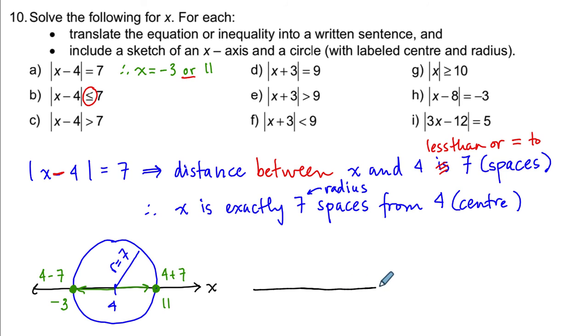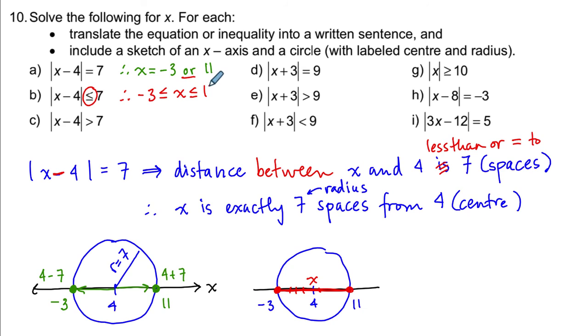We change the picture slightly. We still have the x-axis, we still have a circle with a center of 4 and a radius of 7. We still have the boundary points, the ends of the circle at negative 3 or 11. But in this case, we also want x to be less than 7 spaces away from 4. So x could be 1 space to the right of 4, or 3 spaces to the left of 4, for example, as long as x is not more than 7 spaces away from the center. So here we have that x could be any of the x values in between negative 3 and 11, as well as on those 2 endpoints. So our solution in inequality notation says that negative 3 is less than or equal to x, which is less than or equal to 11.